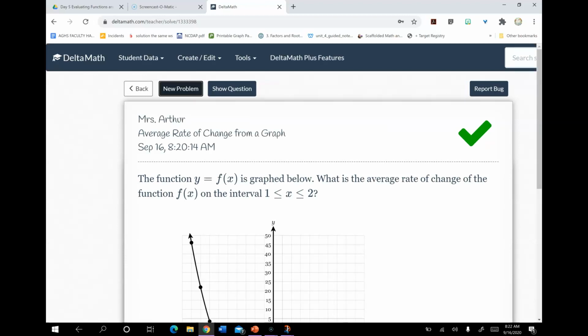So that's it for me for graphs, okay? So now go to Delta Math and do those graph problems, okay? And then we'll come back together and we'll talk about some tables.